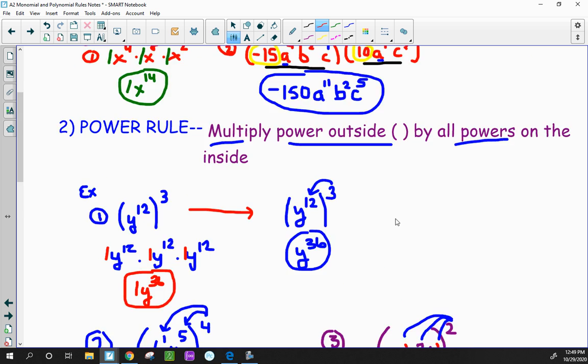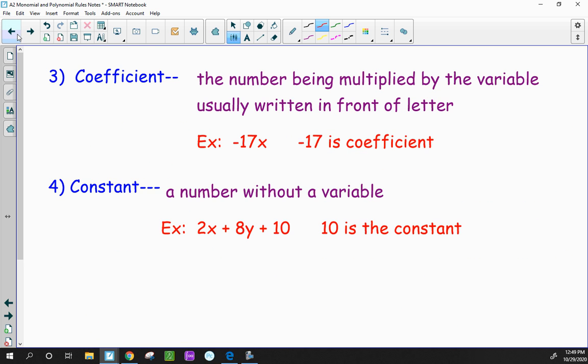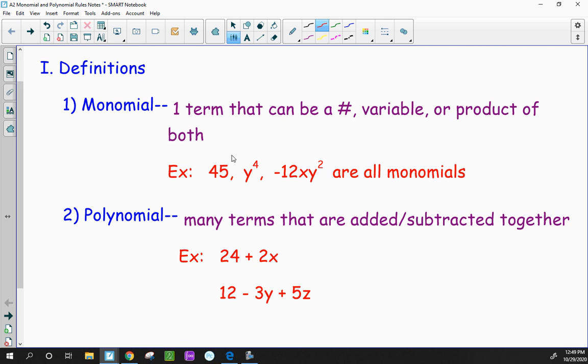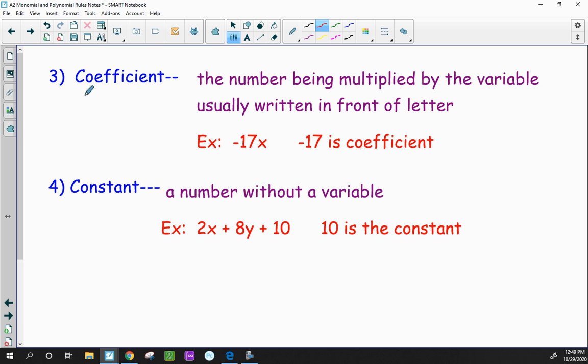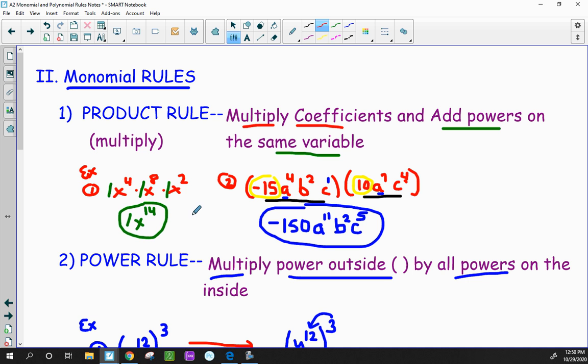So all we've done today is look at some definitions. We have to know words in order to understand what's going on. The key word in this unit so far has been monomial. We're working only with one-term problems. It can be just a number, just a letter, or a product of both, where everything is multiplied together. I introduced you to the word polynomial as well. We'll come back to that later. We looked at the word coefficient, meaning the number in front of the variable, and we looked at the word constant, meaning the number that's by itself without a variable or without a letter attached.